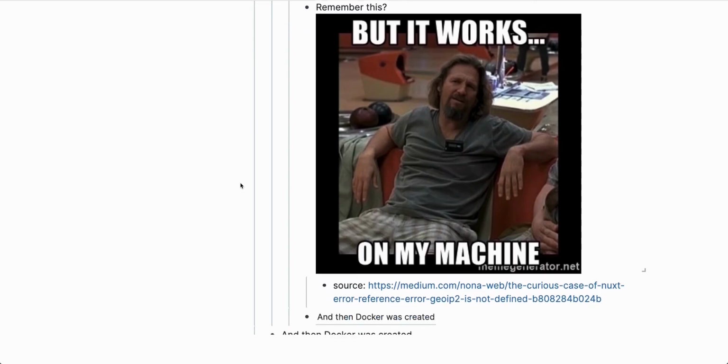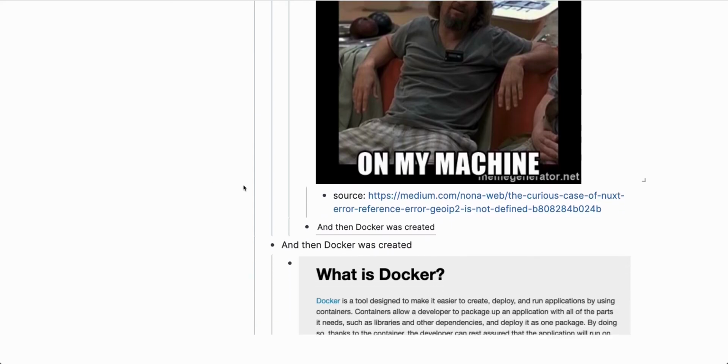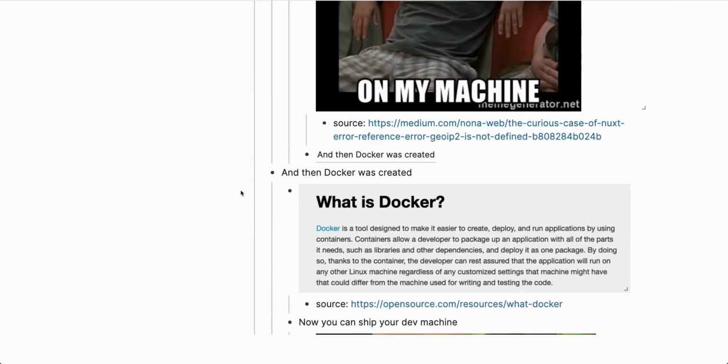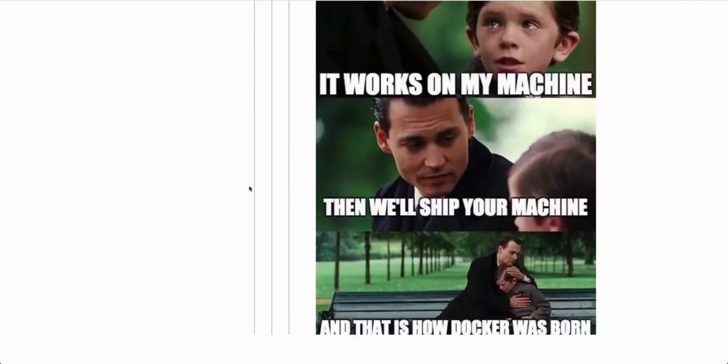Thankfully, Docker was created, and Docker is a tool designed to make it easier to create, deploy, and run applications by using containers. So Docker allowed you to package the application with all the parts that it needs and deploy it as one package. So you no longer have to set things up on the host except installing Docker. Everything else would be included in the container. So that meant that you could now ship your dev machine to production.